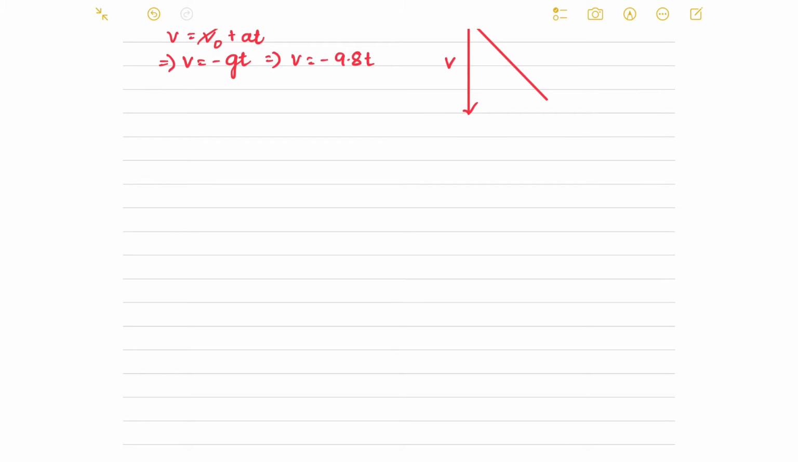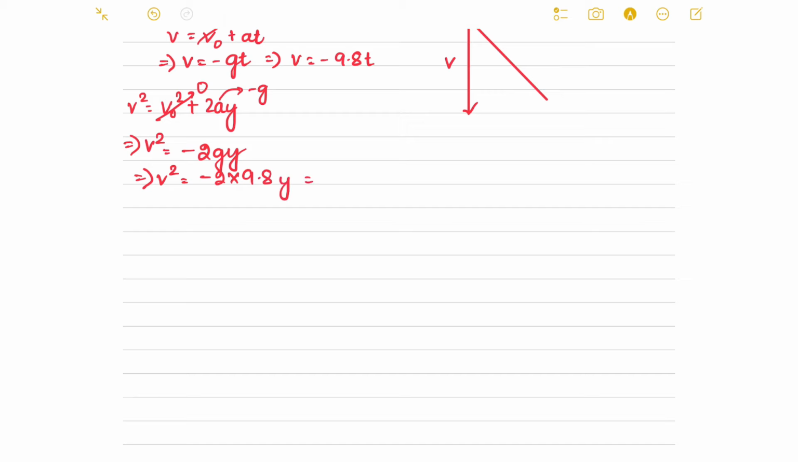Now the third equation of motion is given by v square is equal to v0 square plus 2ay. We will be doing the same thing here. Replace a by minus g, and the v0 square term becomes 0. This implies that v square is equal to minus 2gy, or v square is equal to minus 2 into 9.8 y, which is equal to minus 19.6 y. This will be our third equation of motion.